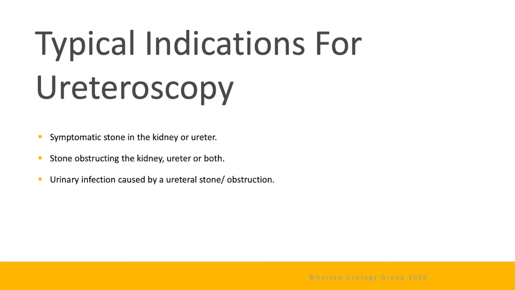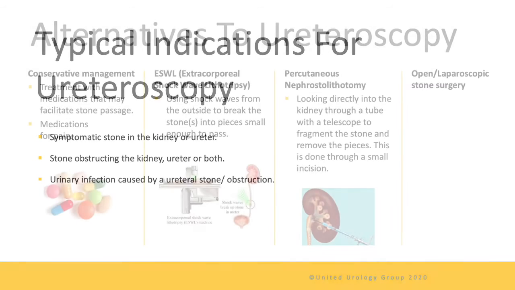Typical indications for ureteroscopy: a symptomatic stone in the kidney or ureter, stone obstructing the kidney, ureter, or both, or urinary infection caused by a ureteral stone or the obstruction from it.